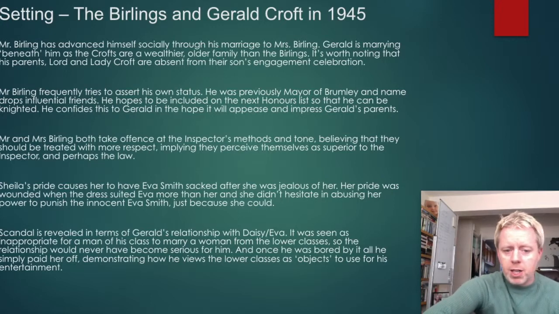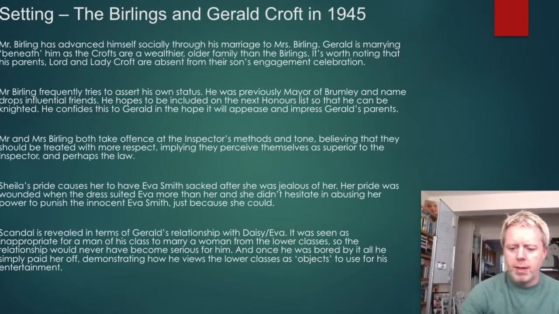Scandal is revealed in terms of Gerald's relationship with Daisy and Eva. It was seen as inappropriate for a man of his class to marry a woman from the lower classes, so the relationship would never have become serious for him, and once he was bored by it, he simply paid her off, demonstrating how he views the lower classes as objects to use for his entertainment, and revealing a bit about his attitude towards women as well, both his fiancée Sheila and Eva Smith, or Daisy Renton as she was known to him.